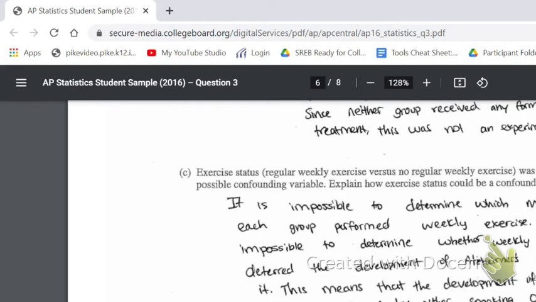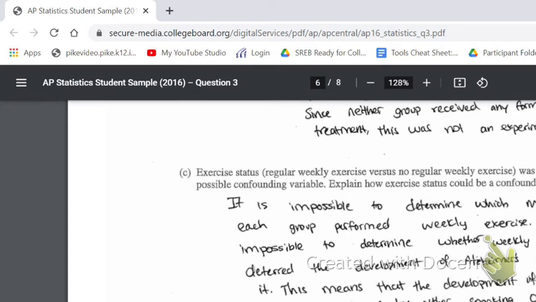It didn't really explain how it could be a confounding variable. I like that. So when you think about confounding variables, they're going to have a relationship to both the explanatory and the response variable. They explained the possible relationship between exercise and Alzheimer's. Did they talk about the possible relationship between exercise and smoking status? No. That would be a really important piece.